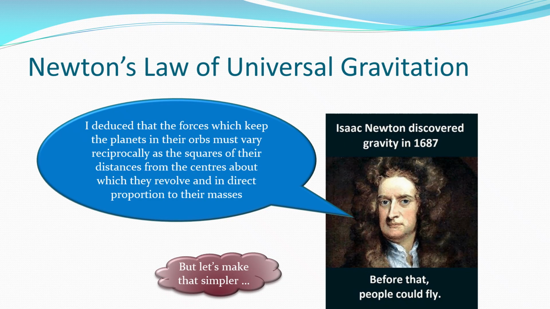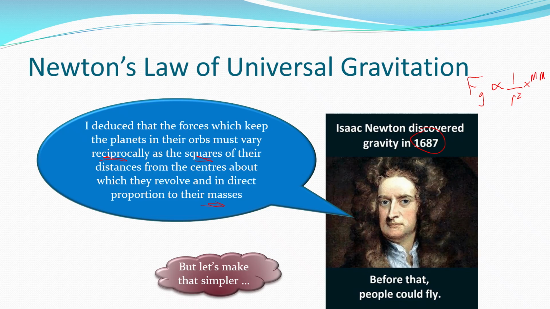Now, here's how Isaac Newton first described it back in 1687 language: "I deduce the forces which keep the planets in their orbs must vary reciprocally as the squares of their distances from the centers about." You got all that? What are we saying there? A reciprocal arrangement means 1 over the square of their distance, and he's talking about in proportion with their masses as well. So what does this tell us? It tells us that the force of gravity is going to be in some way proportional to 1 over the distance squared, but also the two masses, that type of arrangement.